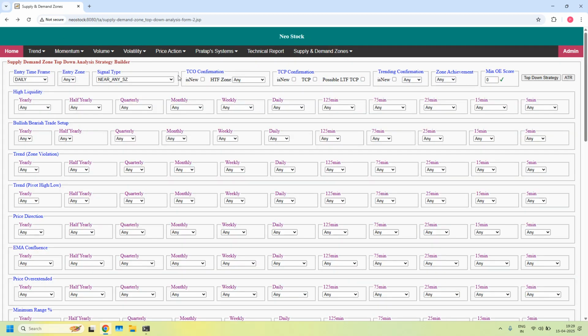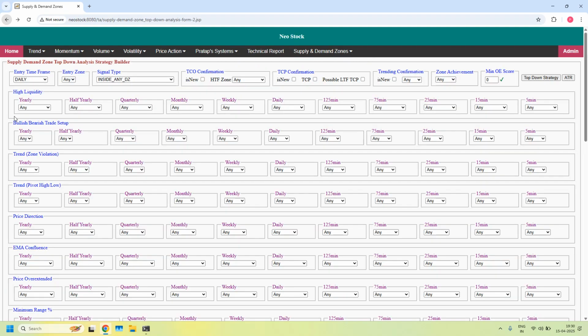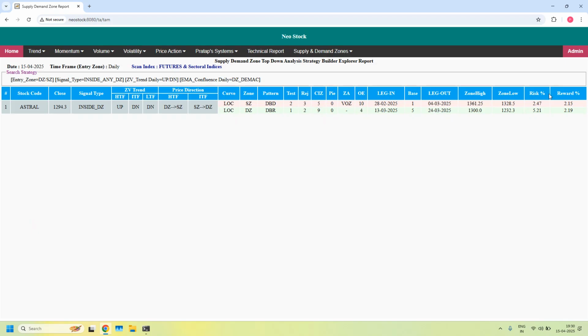Next, price closed inside the daily demand zone. We have two stocks. Let us check if any of these two are having daily EMA confluence. Daily demand zone with daily EMA, and trend on the daily should not be sideways, it can be up or down. So one stock is filtered.